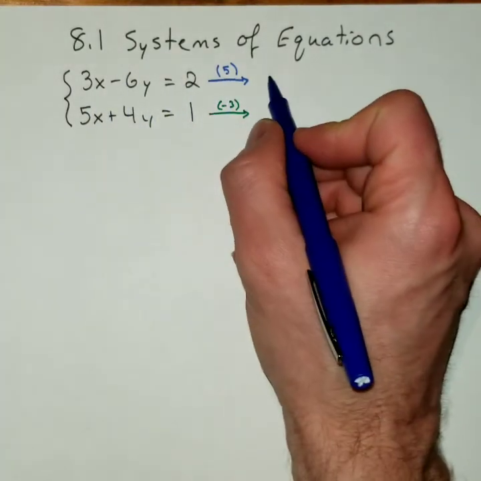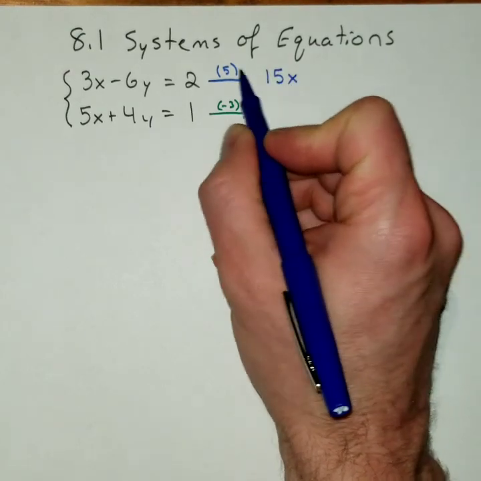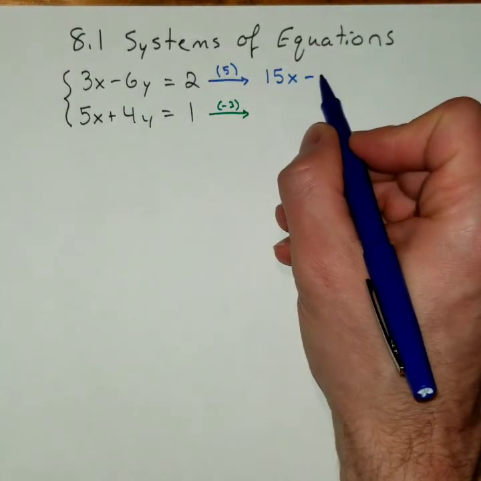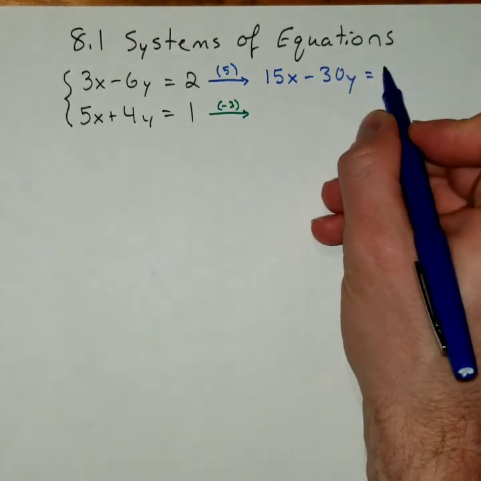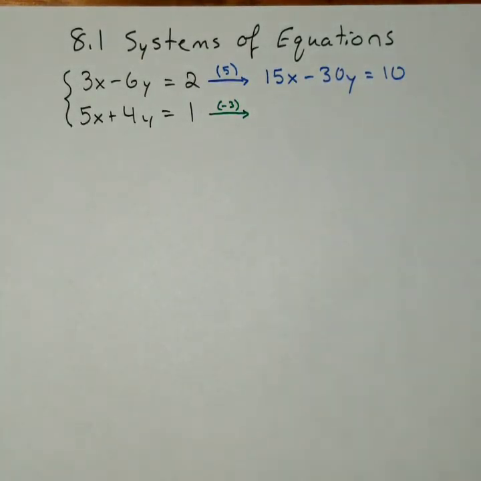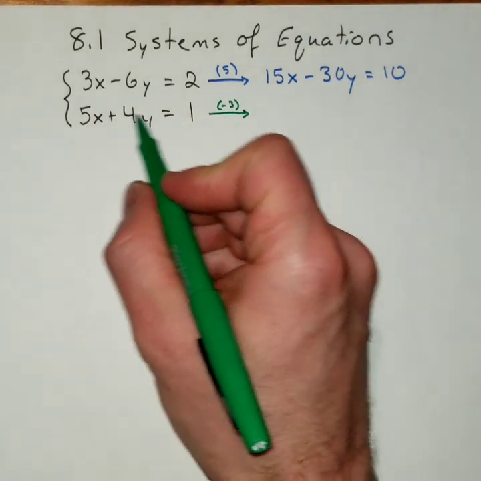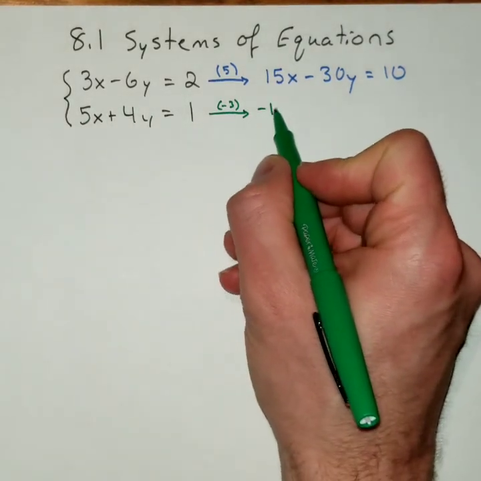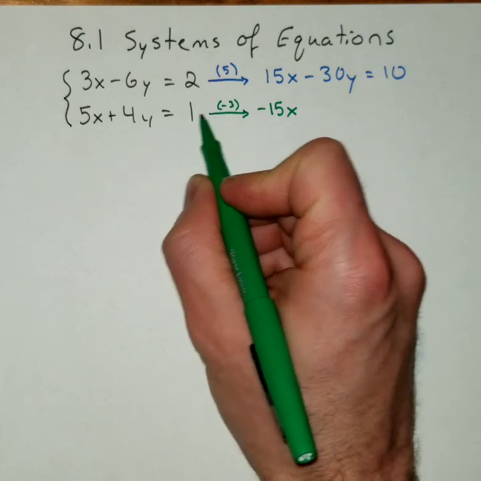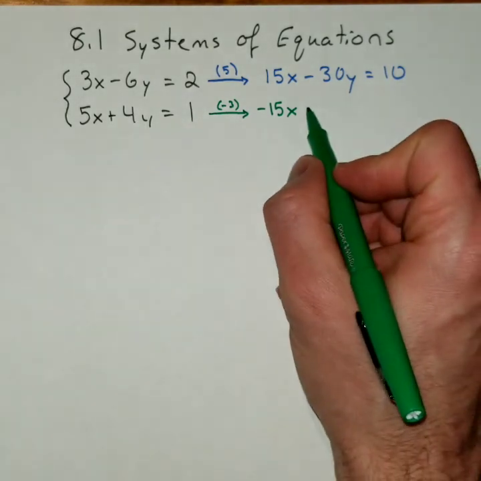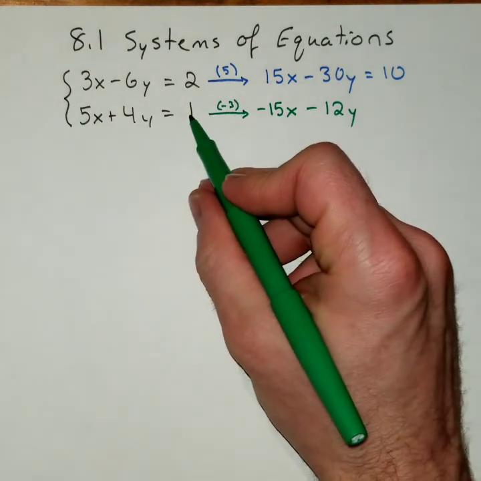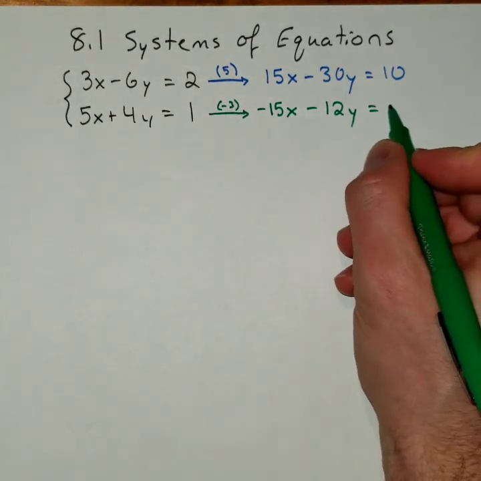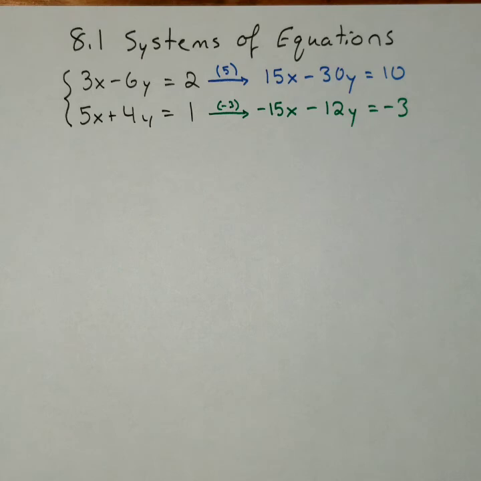So 5 times 3 is 15. 5 times negative 6 is negative 30. 5 times 2 is 10. Then the negative 3 multiplies to 5, that's negative 15. Negative 3 times 4 is negative 12. And negative 3 times 1 is negative 3.